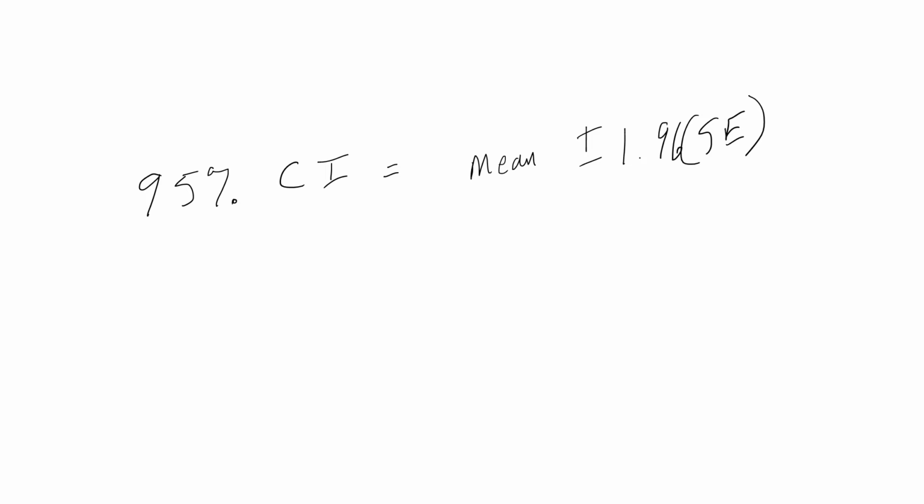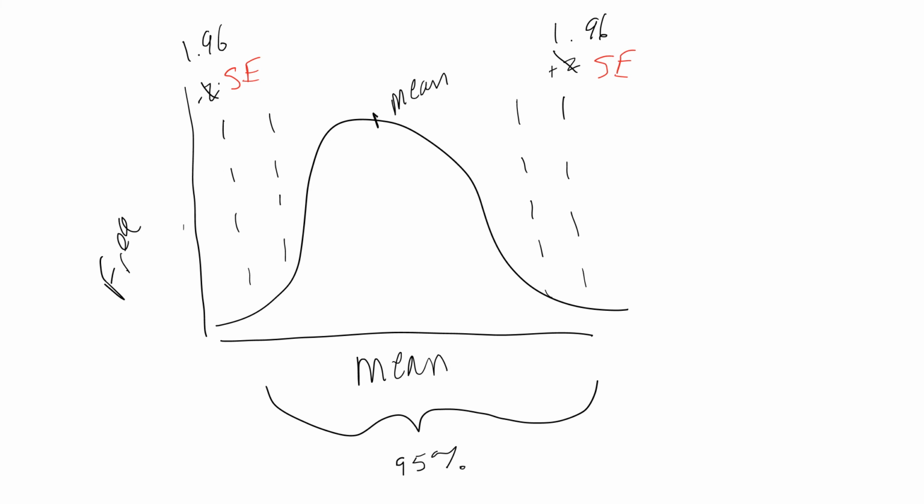This is how we get what is called the 95% confidence interval. We take our sample mean, then add and subtract approximately 2 standard errors. Graphically, when we're considering our distribution of means, the 95% at the bottom here is what we are referring to as our 95% confidence interval.